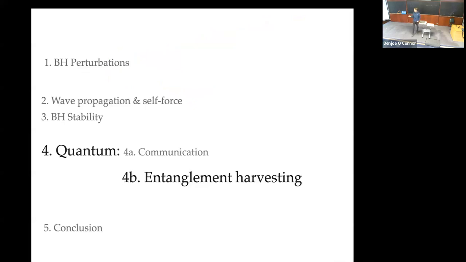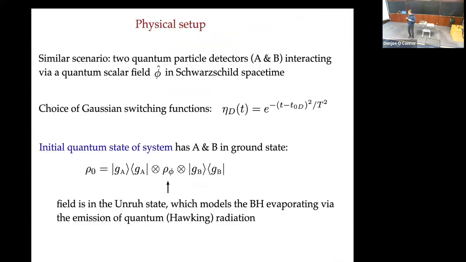That's the entanglement harvesting. So what's this? We still have Alice and Bob moving on some worldlines in Schwarzschild spacetime. We just changed the switching functions. Now it's a smooth Gaussian distribution for both. Both of them are in the ground state, and the quantum state of the field now plays a role. So rho phi, we're going to choose here.